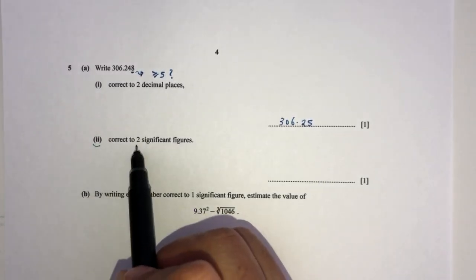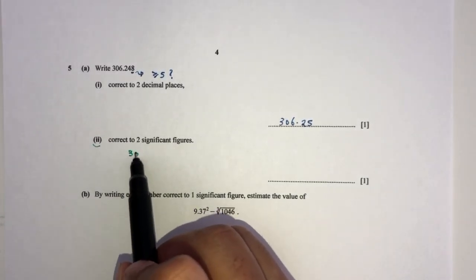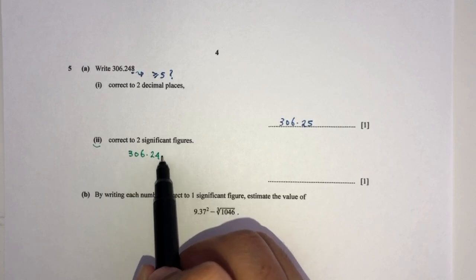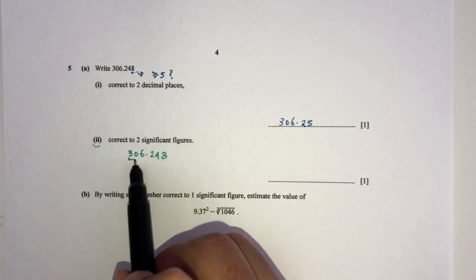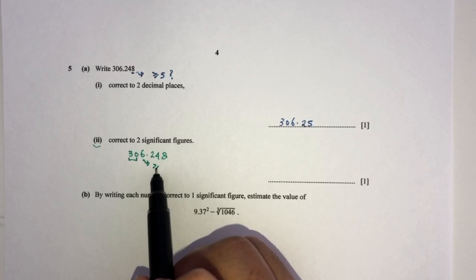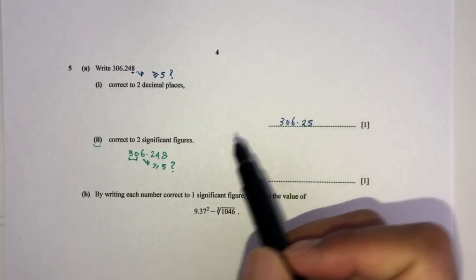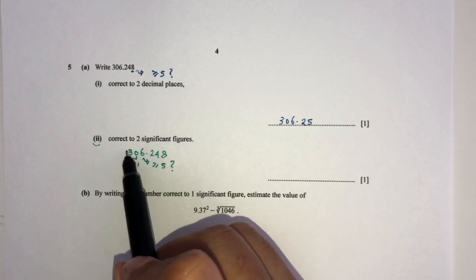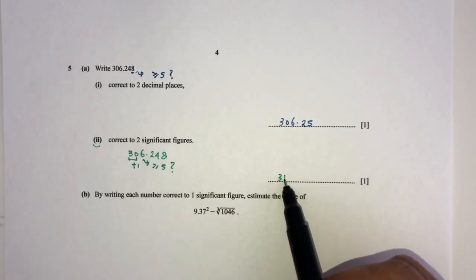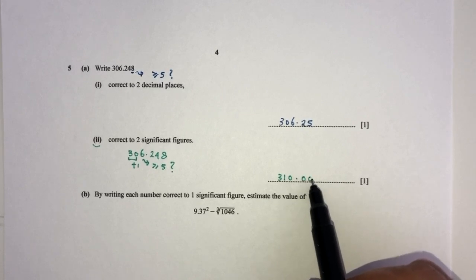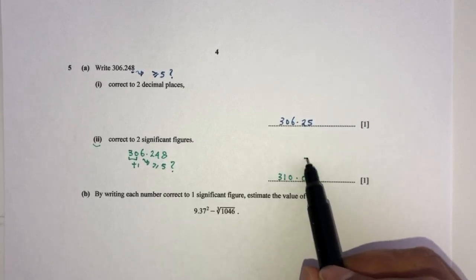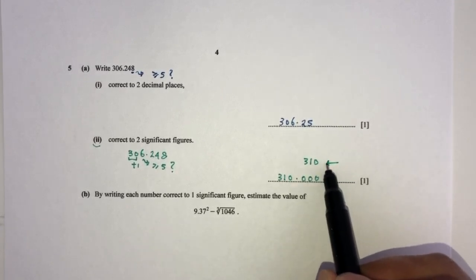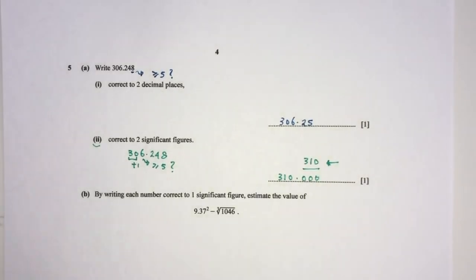Now for this one, correct to 2SF, so we have 306.248. 2SF, leave the first 2 by itself. Ask if this one is more than or equal to 5. The answer is yes, 6 is more than 5. So we have to add 1 to the first 2. That should become 31, and the rest will become 0. Or you can just write 310 as your answer as well, correct to 2SF.